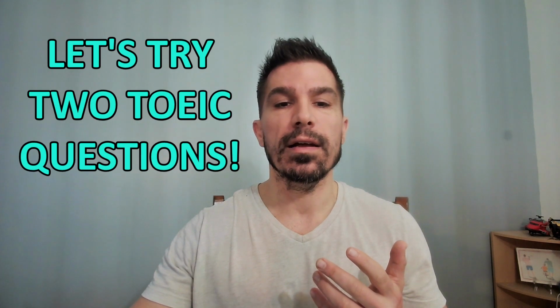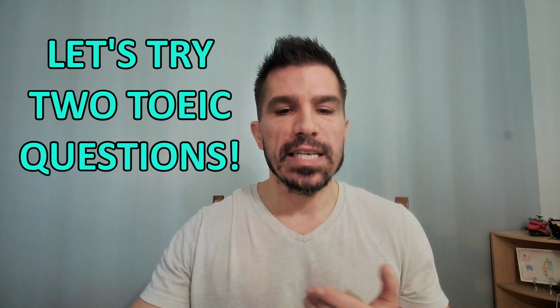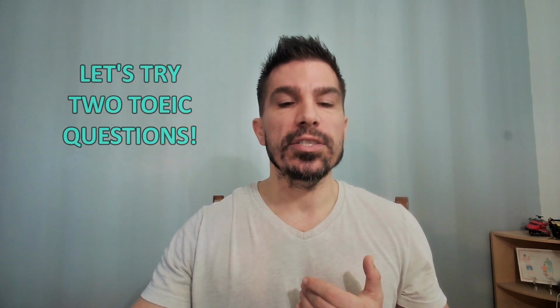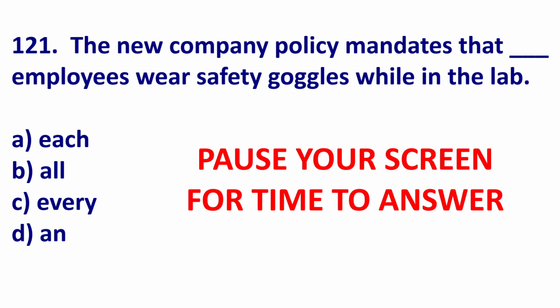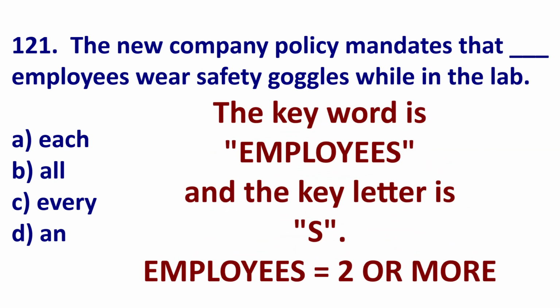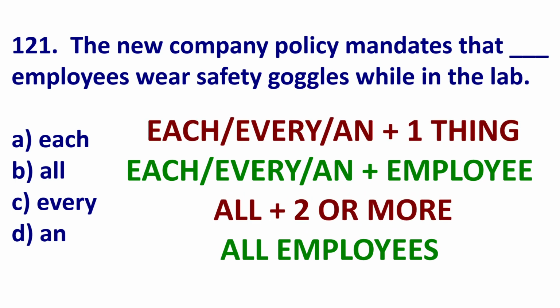Okay, so now that we have this new vocabulary, tough words, specify, facilitate, and mandate, let's look at 2 TOEIC questions. Let's look at 121. Well, the key word is employees with an S, not employee. If you use each, every, or an, you need a singular noun, such as each employee, every employee, an employee.